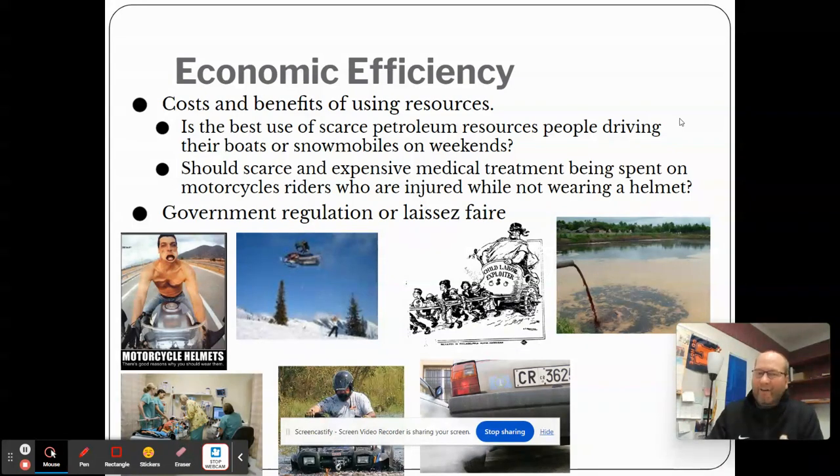Are we going to have a lot of government regulation, or is it going to be laissez-faire? Government regulation. So is the government going to have a lot of rules as to how we use our resources, or are they going to be laissez-faire? That's a French term that means hands off. We're just going to let businesses operate as they want to and individuals operate as they want to without a whole lot of restrictions and rules.